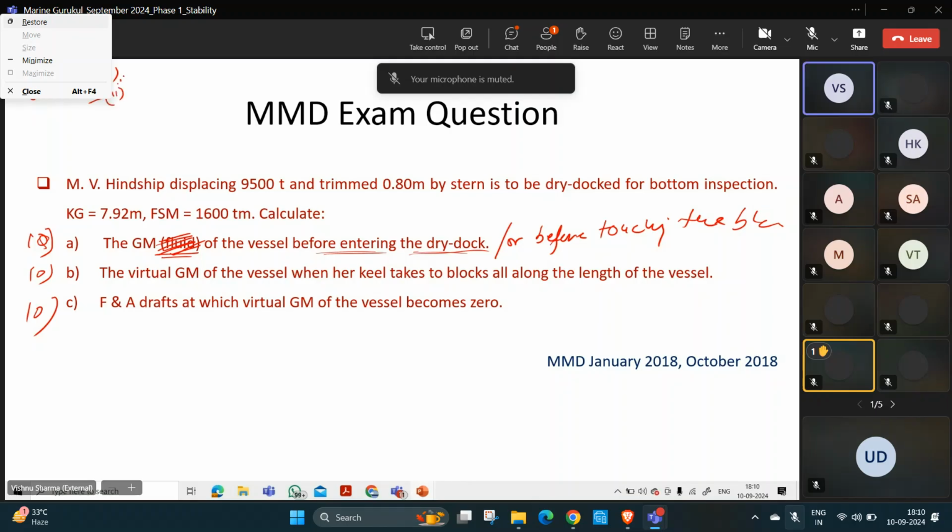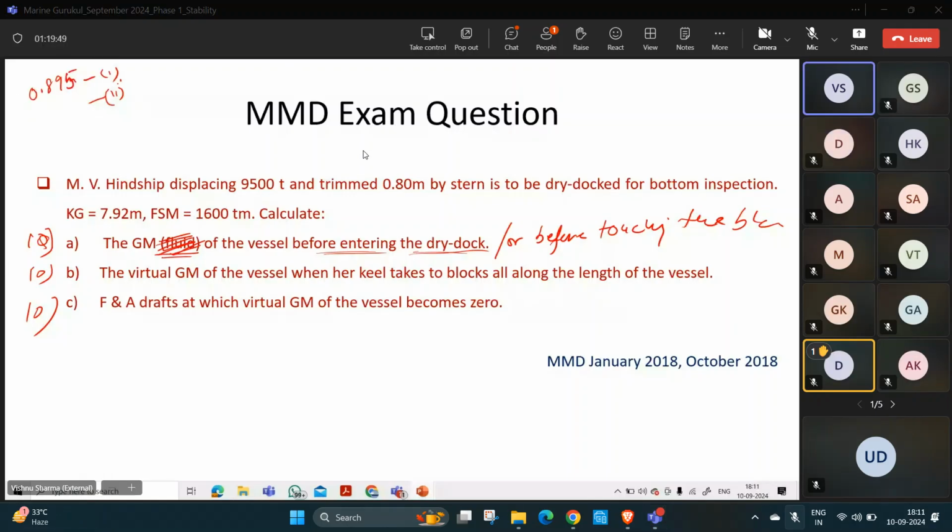0.8935. 0.893. Okay, people are getting 0.895, you are getting 0.894. That's okay, never mind. Do the second part of it then: the virtual GM of the ship when her keel takes to the blocks all along the length. I don't want to speak on it anymore. You know enough. I'll only chip in if you are having any issues. Guys, if you can complete the first two parts, just be happy that you've pocketed 20 marks out of 30.